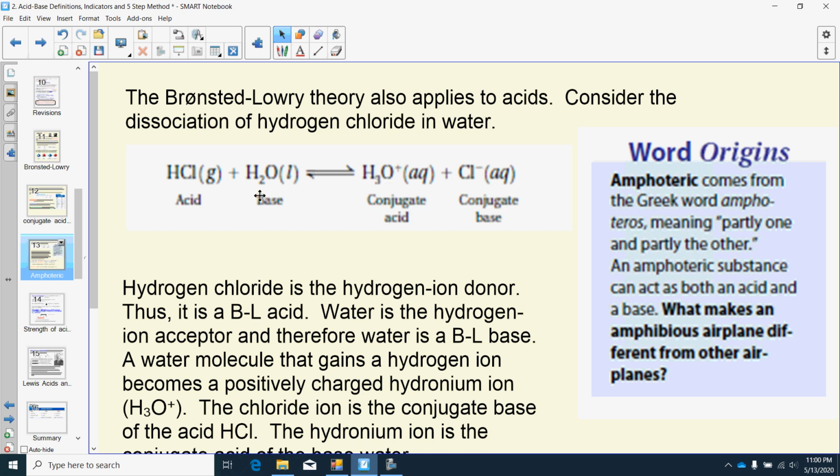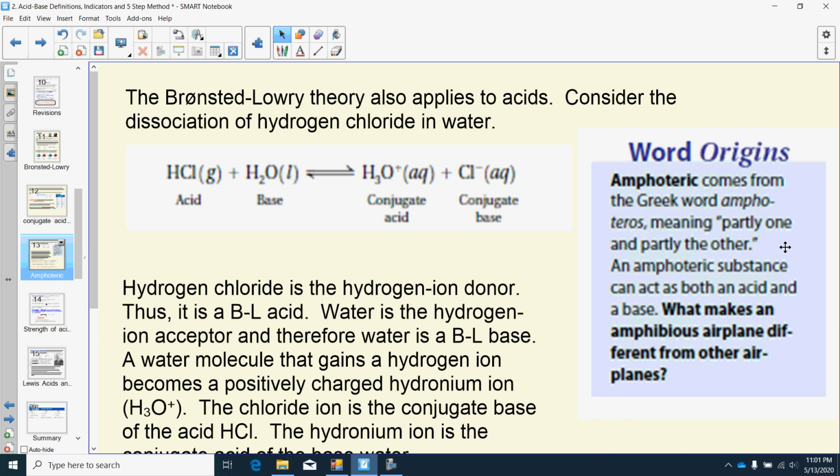So we have a term for these substances that sometimes act like an acid and sometimes act like a base, depending on the situation. And the term is right over here, amphoteric. So amphoteric is a substance that can act as an acid or as a base in different situations. It comes from the Greek word amphoteris, meaning partly one and partly the other.